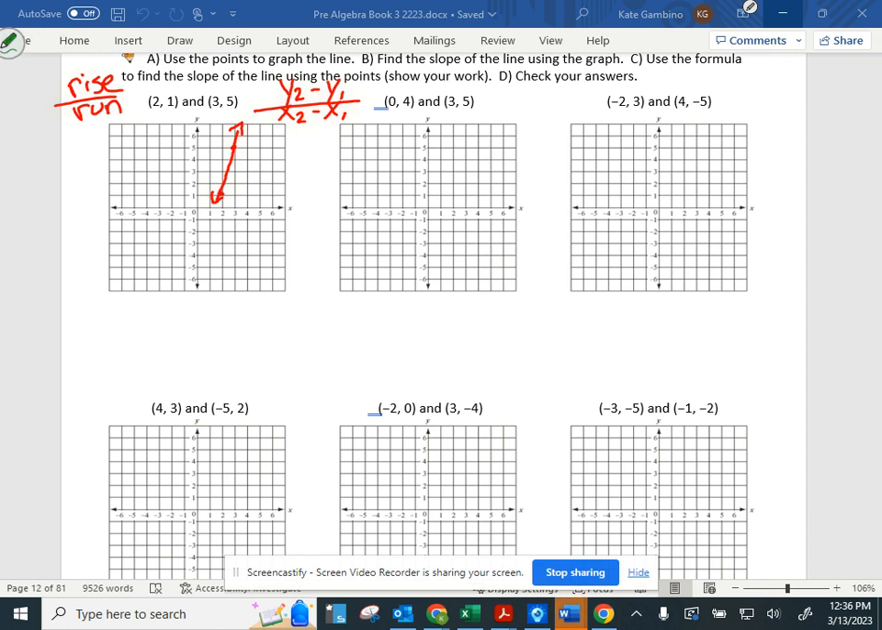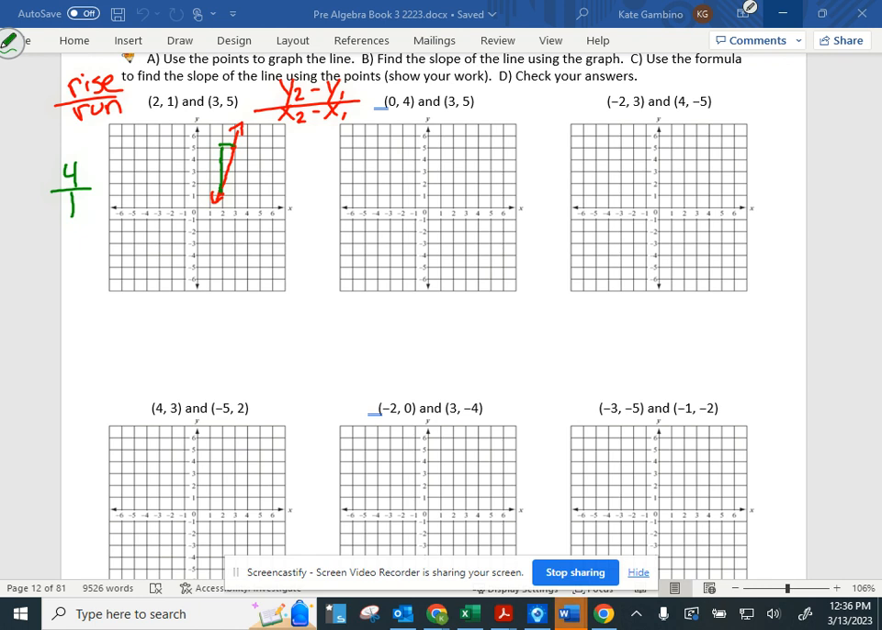My second step is to find the slope. So I always start on the left and I go up or down. Our line goes up, so it's going to be positive. So I go up 1, 2, 3, 4. So I know my rise is 4, and I go over 1. So my slope is 4 over 1.